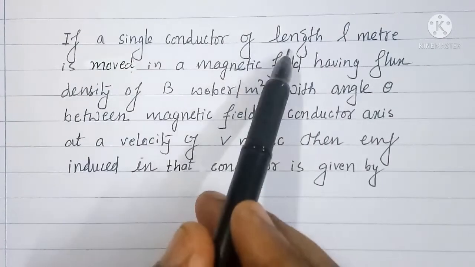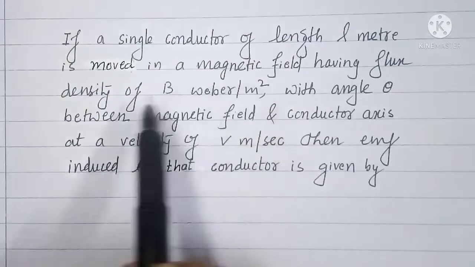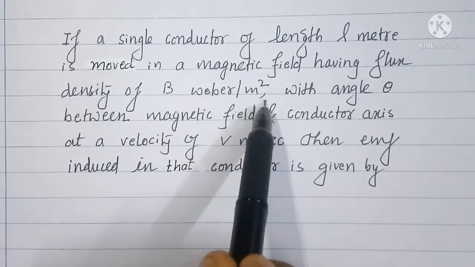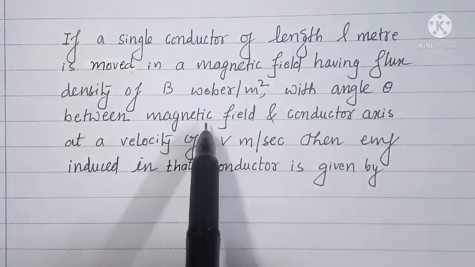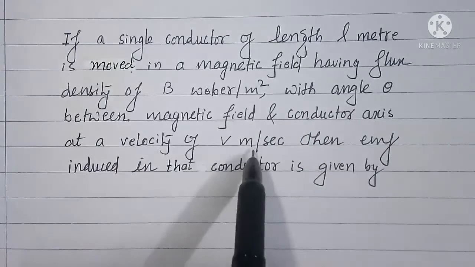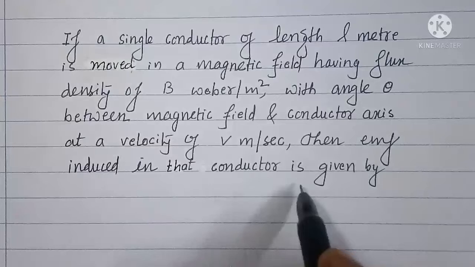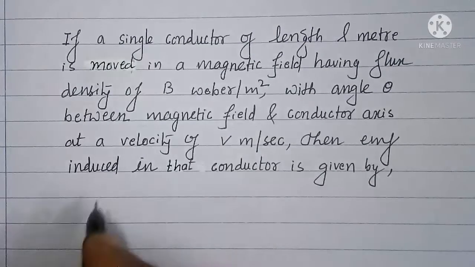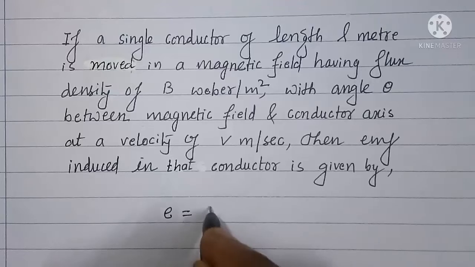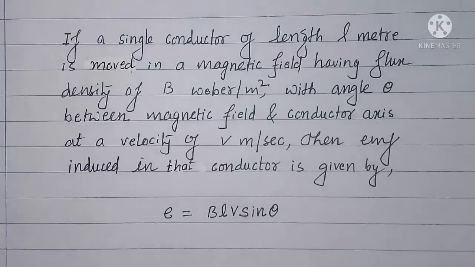If a single conductor of length L meter is moved in a magnetic field having flux density of B Weber per meter square, with angle theta between magnetic field and conductor axis at a velocity of v meters per second, then EMF induced in that conductor is given by E equal to B into L into V sin theta.